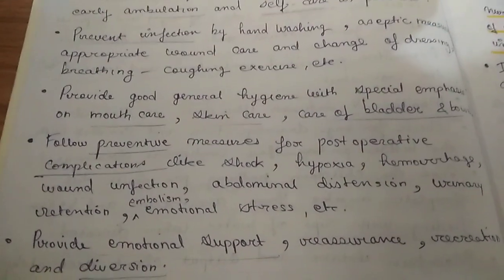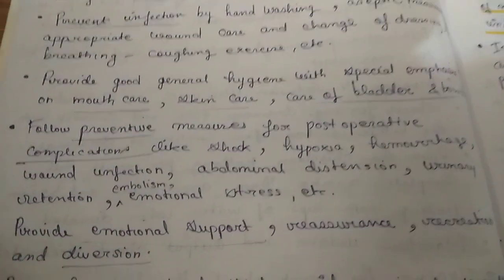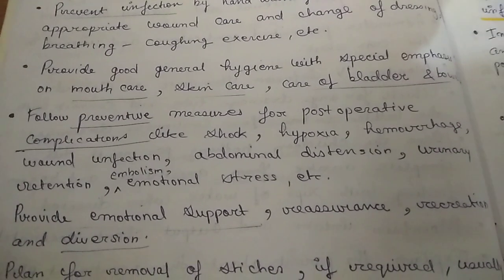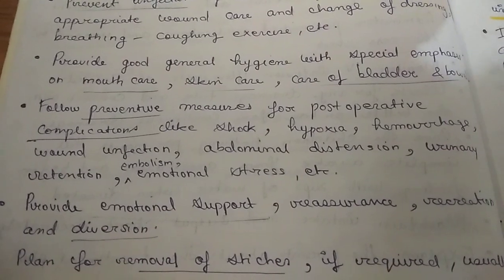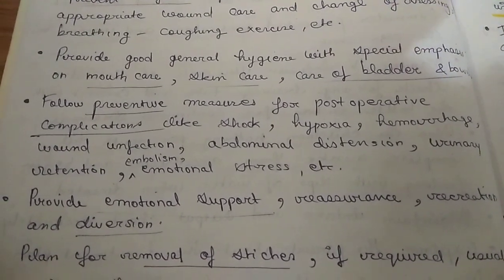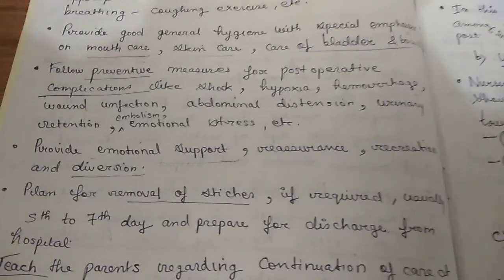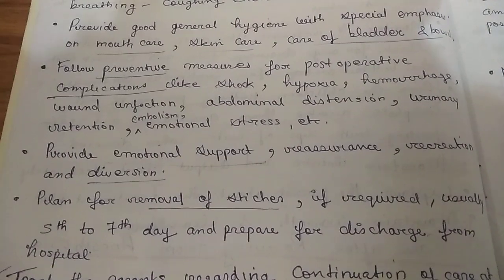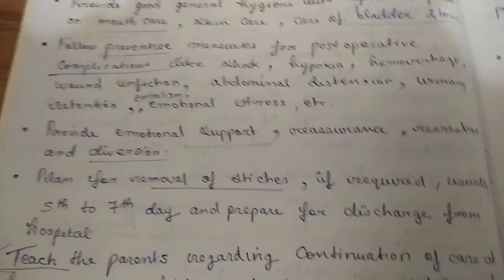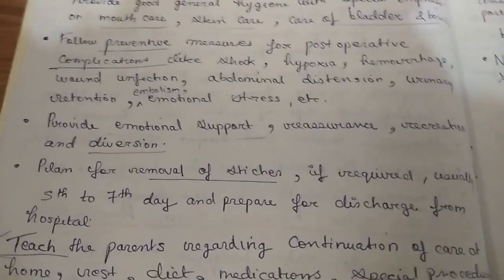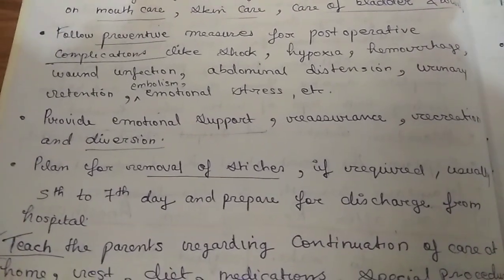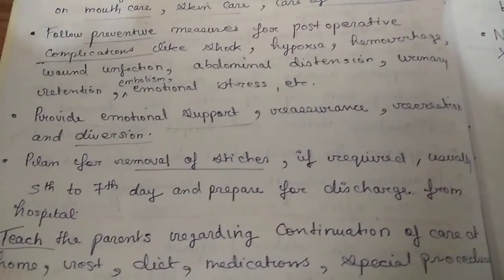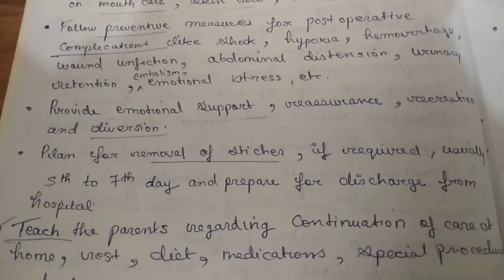So next is to follow preventive measures for post-operative complications like shock, hypoxia, hemorrhage, wound infection, abdominal distension, urinary retention, embolism, emotional stress, etc. These are to be monitored, and provide emotional support, reassurance, recreation, and diversion. All these therapies can be provided for fast psychological recovery. Okay, then plan for removal of stitches. Usually stitches are removed by 5 to 7 days, and prepare for discharge from hospital.